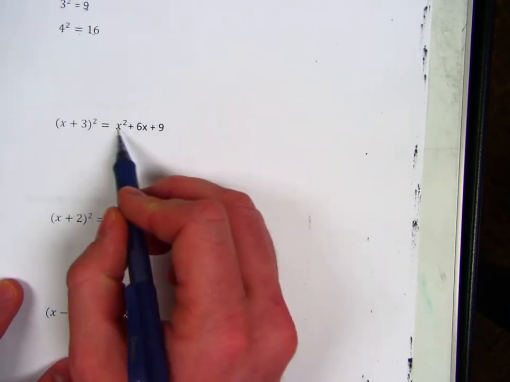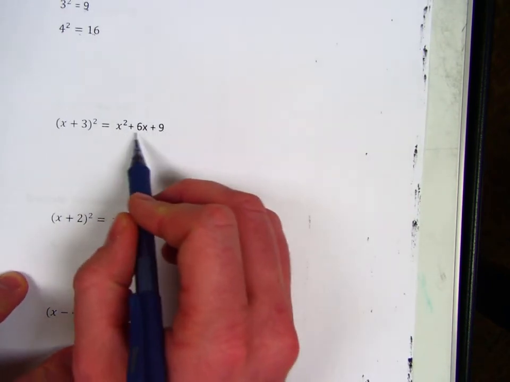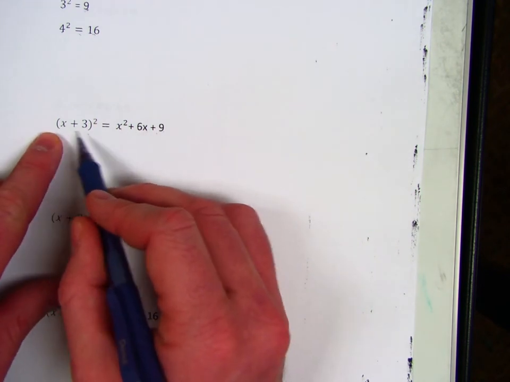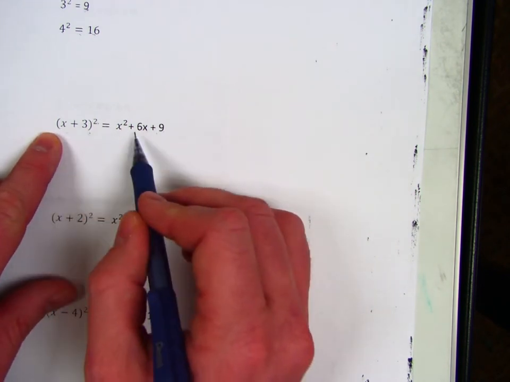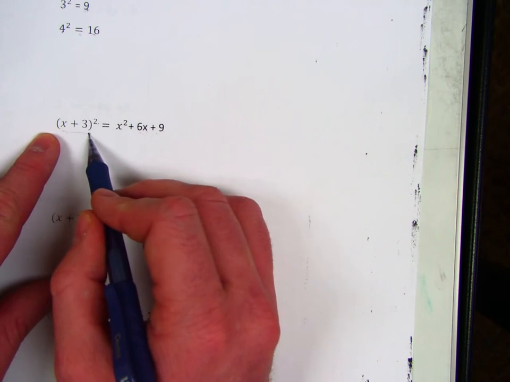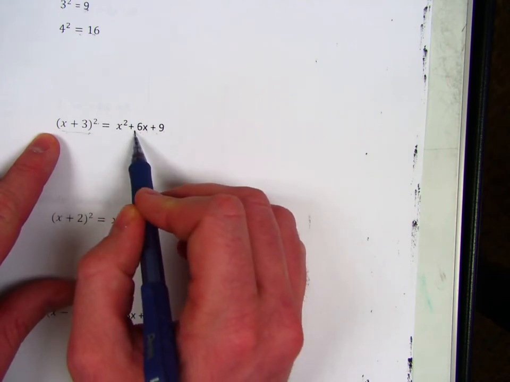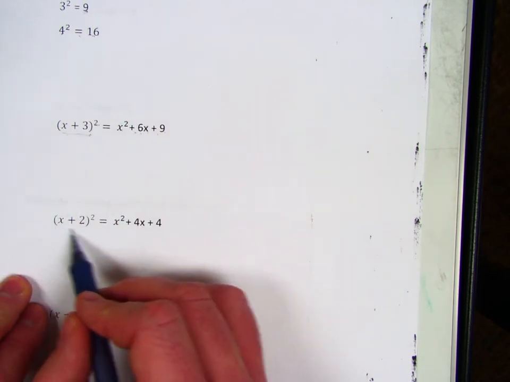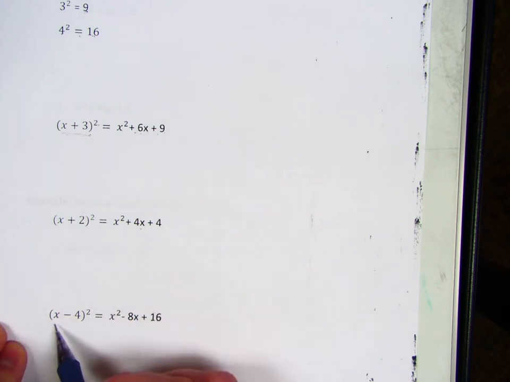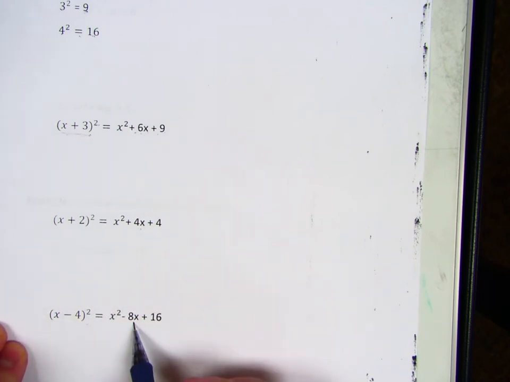So if you look down here, we have some perfect square trinomials, okay? And remember, trinomial means these three terms. These are perfect squares because we have some value being multiplied by itself to give us this. We have x plus 3 times x plus 3, which gives us this product. We have x plus 2 times x plus 2, which gives us this product, and x minus 4 times x minus 4, which gives us this product.